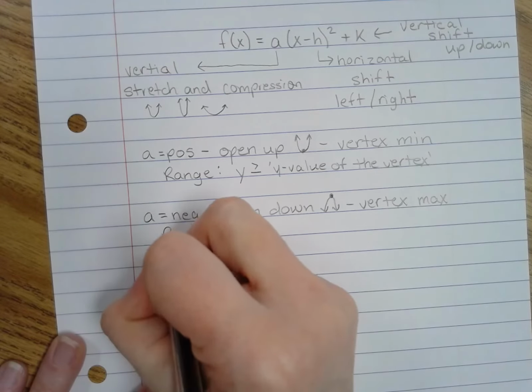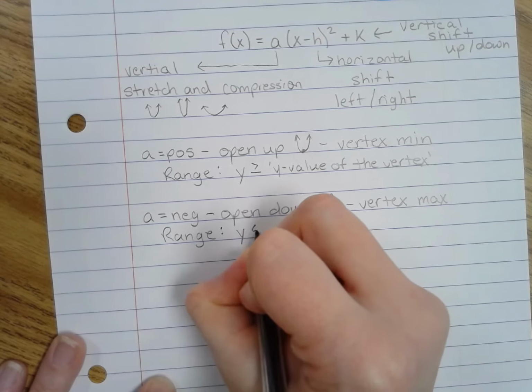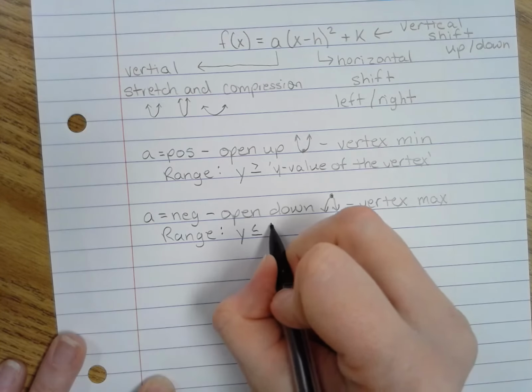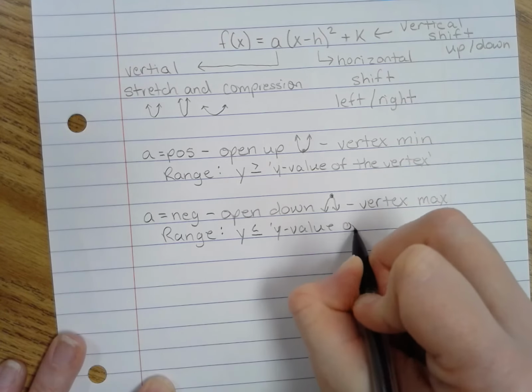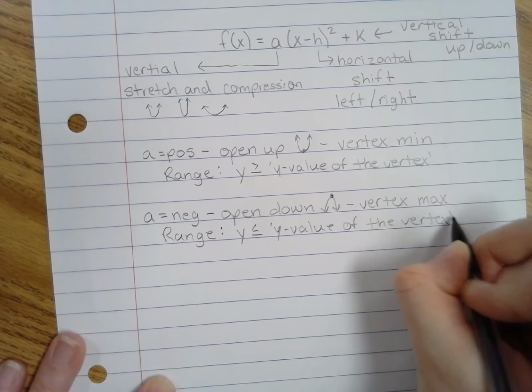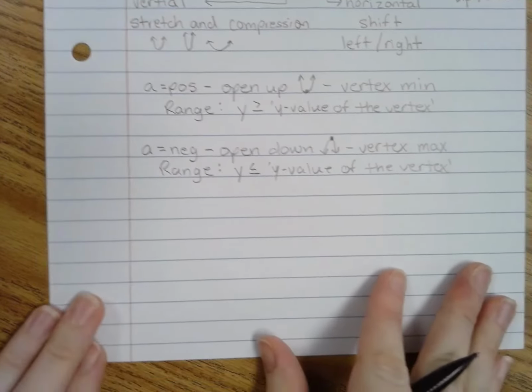So in this case, we're going to say that our range is going to be less than or equal to, all of those y values are going to be less than or equal to the y value of the vertex. So let's look at some examples so we can begin identifying some vertex values as well as domain and range for these examples. So let's look at number 1.